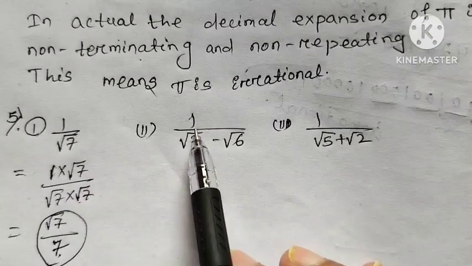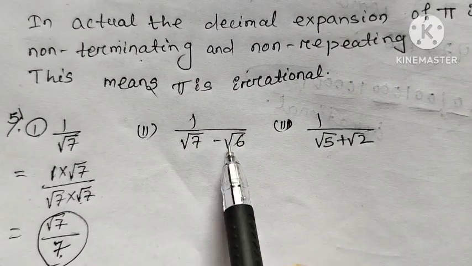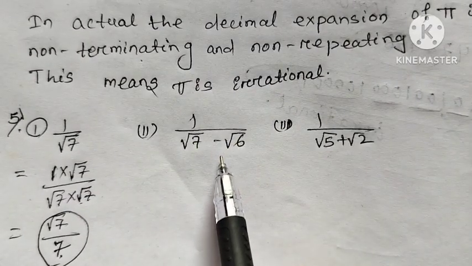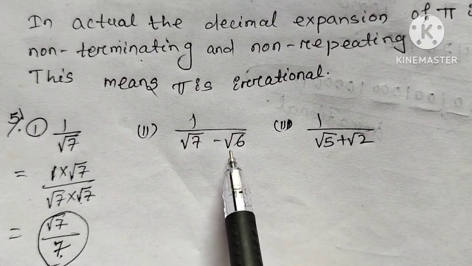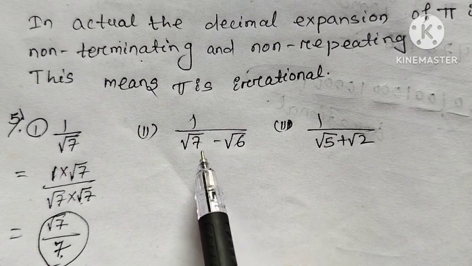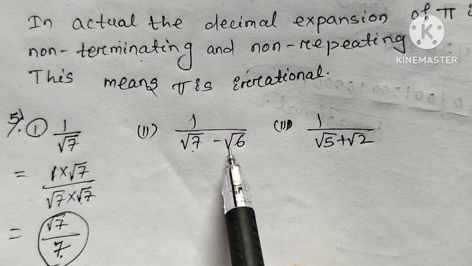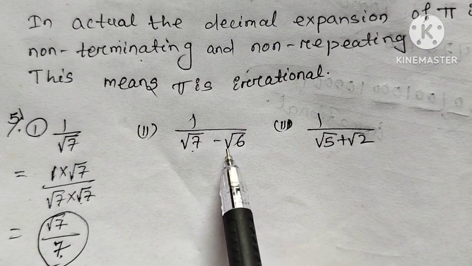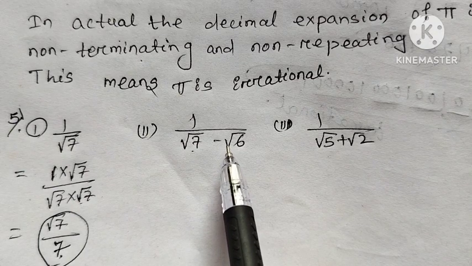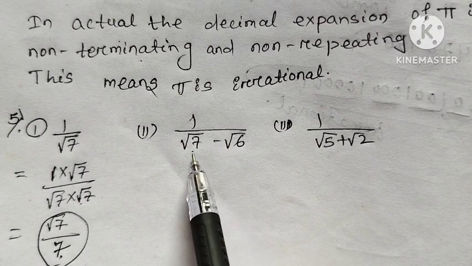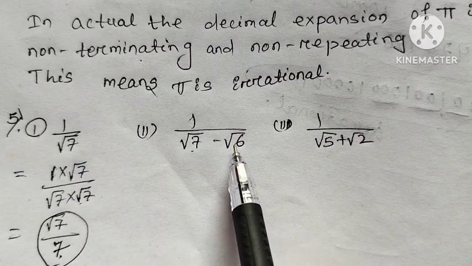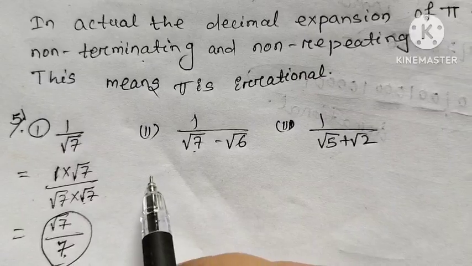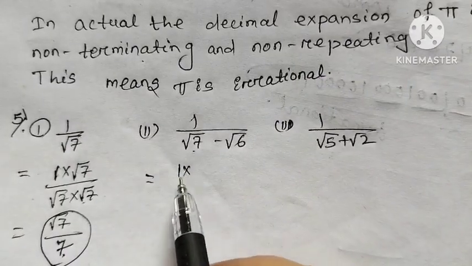Then part 2 is 1 by root 7 minus root 6. How to rationalize? You multiply by root 7 plus root 6. How to know? Because a minus b is given, you take a plus b, then the answer is a square minus b square, meaning root 7 square minus root 6 square. Now 7 minus 6 is 1, that's how you know. Okay, now find out.